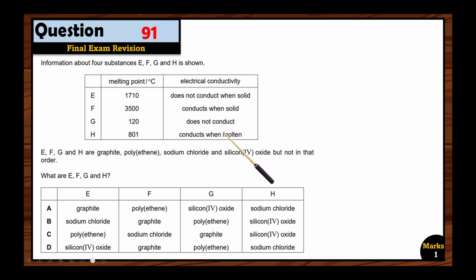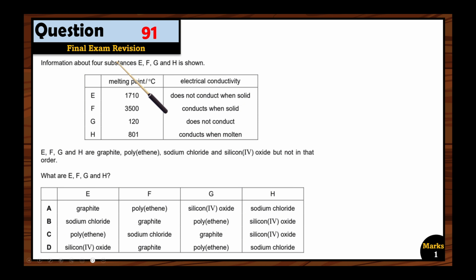Okay, conducts when molten. So silicon oxide can conduct electricity when molten? No, that's not right. So it means this option B is also rejected. We are now left with the D option. Let's see now our D option. Is it right or not?